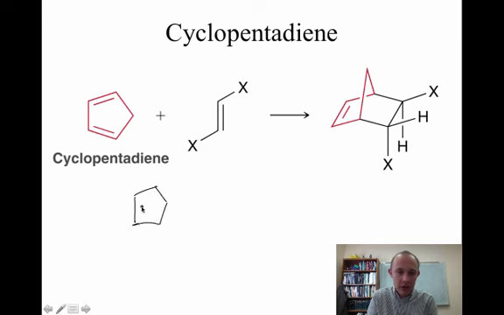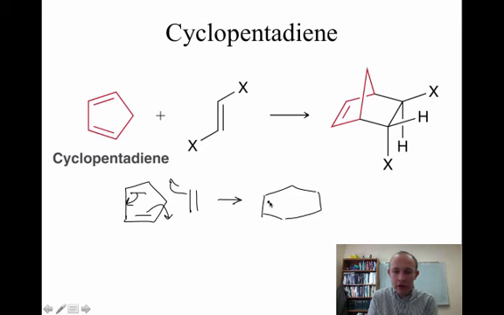Another way to draw this, which is less confusing for a lot of people, let's say we have cyclopentadiene reacting with a dienophile. Let's just say ethylene. We're forming a new bond between those two carbons. This guy's moving over. We're forming a bond between those two carbons. So just draw the new six-membered ring that you formed.